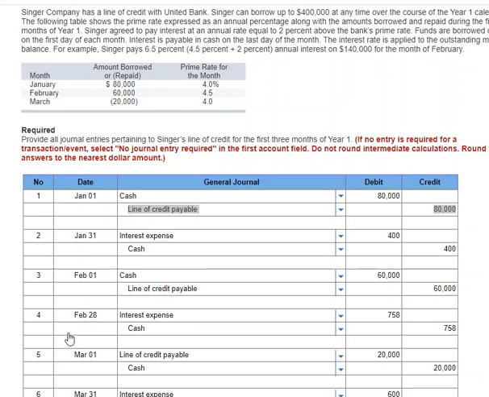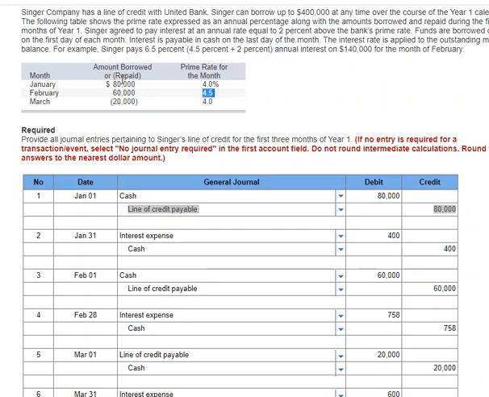Now we have to pay interest again. It's the end of February, and we've decided we don't have enough cash to pay back any principal. So again, we have to compute and pay the interest. Our outstanding balance at this point is $80,000 plus $60,000. We have $140,000 outstanding, and we have to pay prime plus 2. So 4.5% plus 2, we have to pay 6.5%. I take $140,000 times 6.5%, and I get $9,100 for the year.